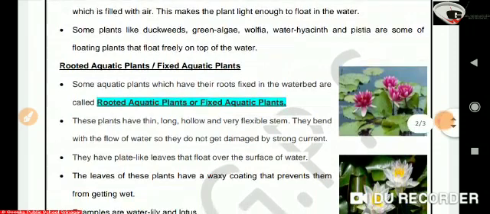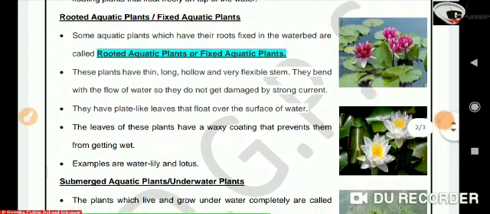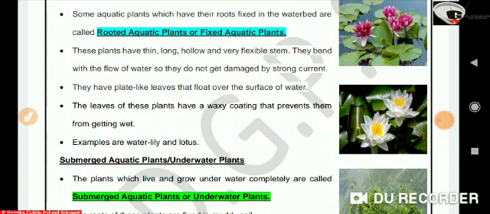Second type is rooted aquatic plants, or we can say fixed aquatic plants. Some aquatic plants which have their roots fixed in the waterbed are called rooted aquatic plants or fixed aquatic plants. These plants have thin, long, hollow and very flexible stem. They bend with the flow of water so they do not get damaged by strong current.